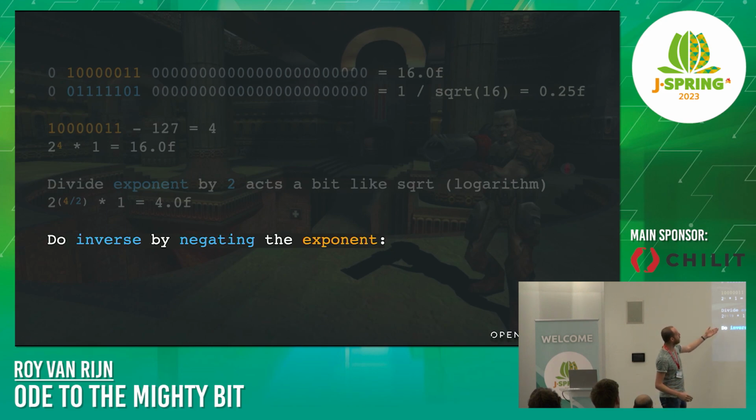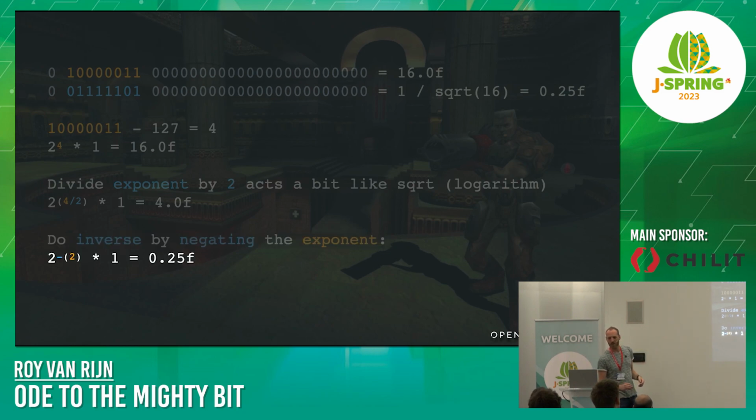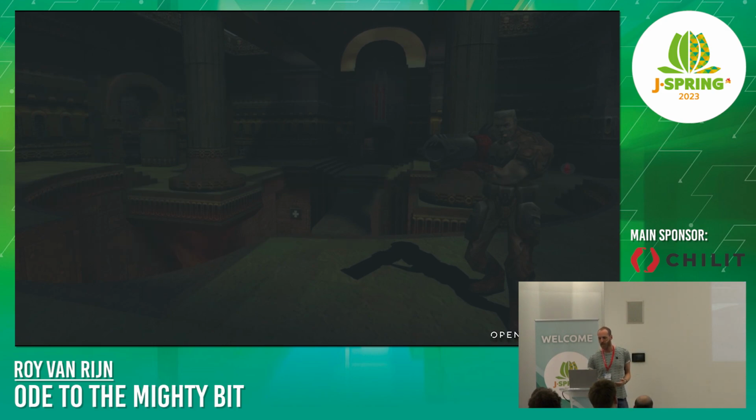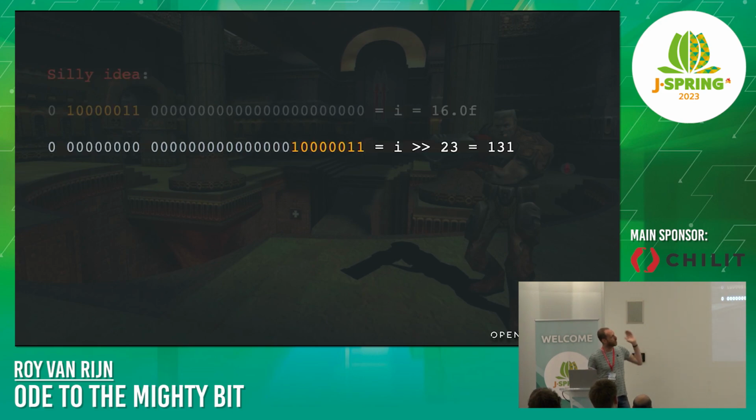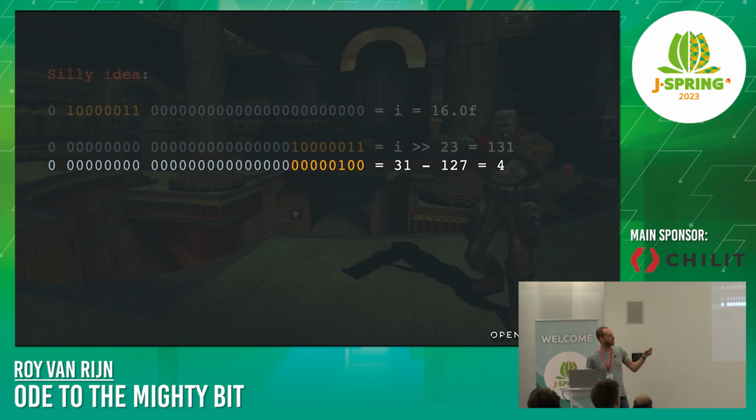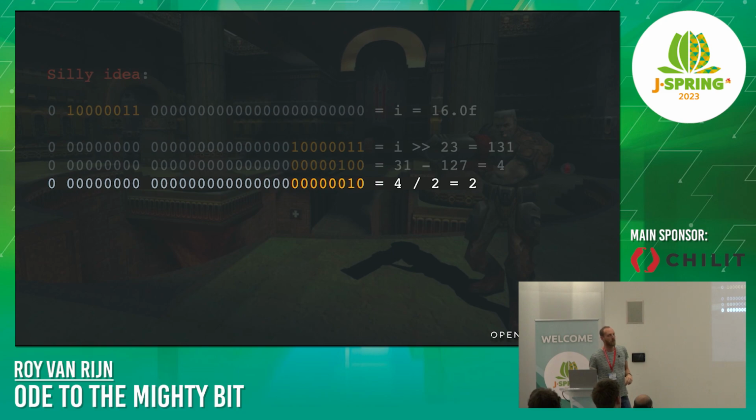And we don't want the square root, we want the inverse square root. How do you do that? Turns out you can just negate it. So if instead of to the power 2, we do minus 2, we get a quarter, which is the inverse square root of 16. So here's a crazy idea. What if we take this number and shift it 23 places? So it's just 131. Then we subtract 127 to get the exponent 4. We divide it by 2, because we want to divide the number by 2 to take the square root.